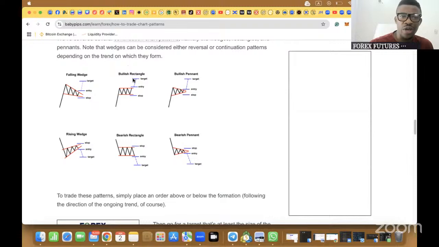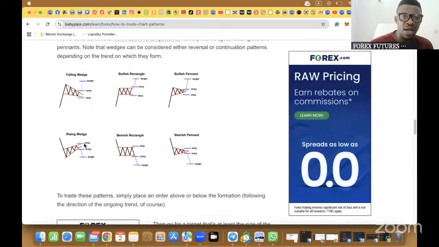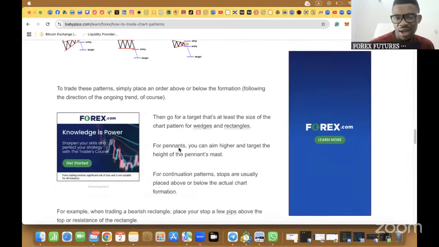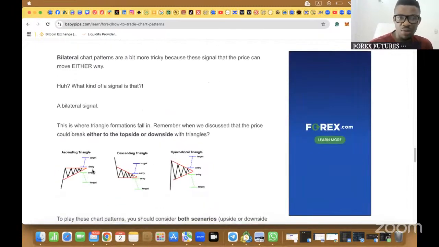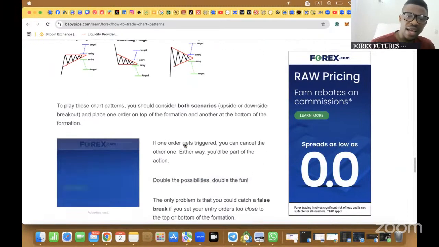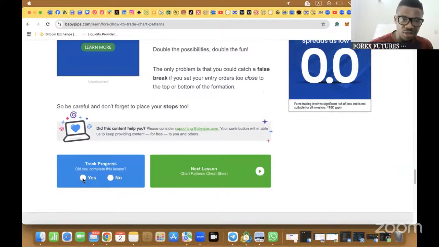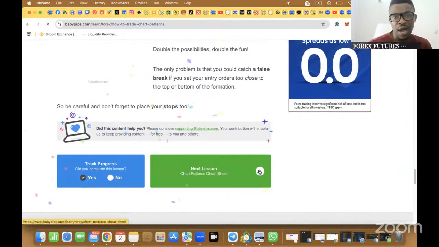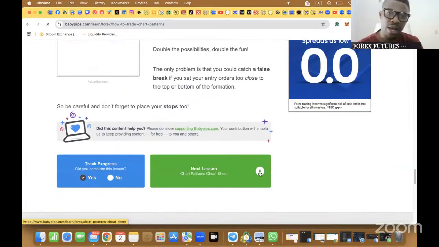Falling wedge, bullish rectangle, bearish pennant, rising wedge, bearish rectangle, bearish pennant. I don't really care about them because they can be confusing. This one, ascending triangle, descending triangle, symmetrical triangle, they can really lead you to a lot of damages. So I don't really pay so much attention to them. But please, if you can master them and learn them and use them, then that will be your own edge.